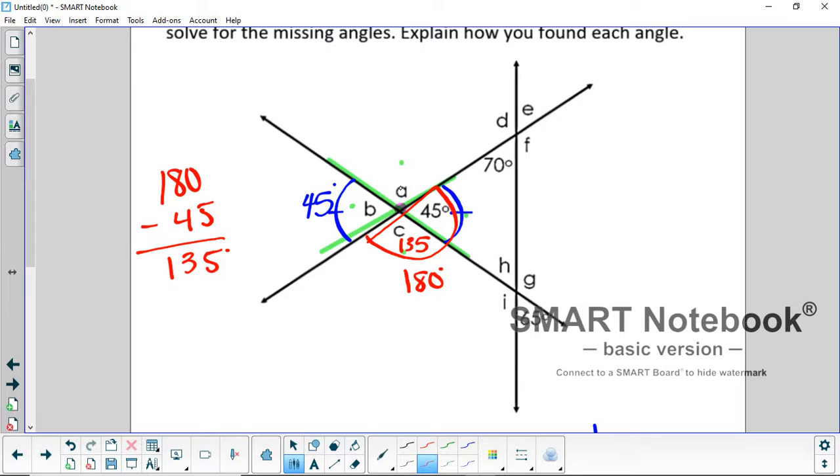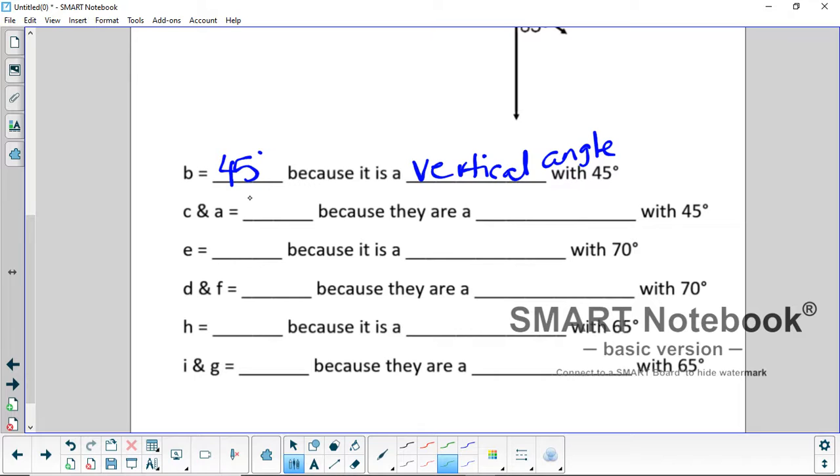Now I can do the same thing for angle A. However, angle A is a vertical angle with angle C. So that means my measurement for C is going to be the same size as the measurement for A. So down here, angle C and A are both 135 degrees because they are a linear pair with the given 45 that was there. We could also say that they are supplementary because all linear pairs are supplementary.